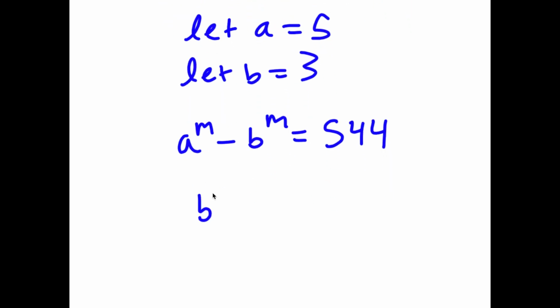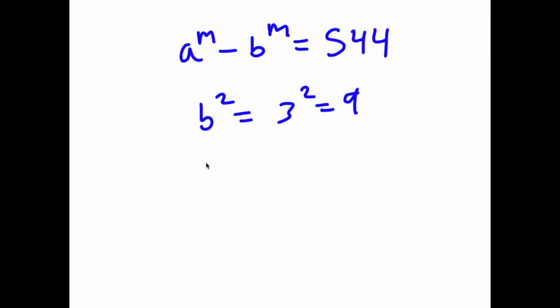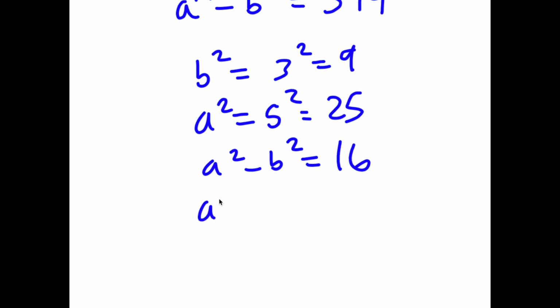Now this means that b squared is the same thing as, remember, b equals 3, so it's 3 squared, which is equal to 9, right? This also means that a squared, which is the same thing as 5 squared, is equal to 25. So this means that a squared minus b squared is equal to 25 minus 9, which is 16. And this also means that a squared plus b squared, which is 25 plus 9, is 34.